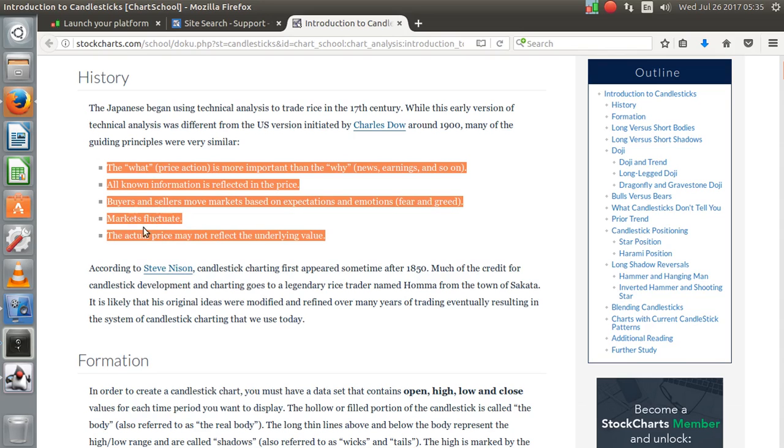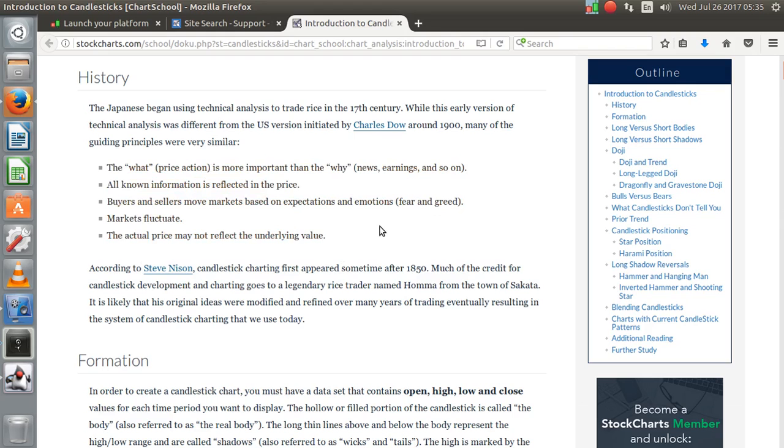Markets fluctuate, so we really have to look at the price action itself. And the price may not reflect the underlying value of the asset. So, that said, that is technical analysis and how you make a profit from it. Now let me just quickly scroll down.